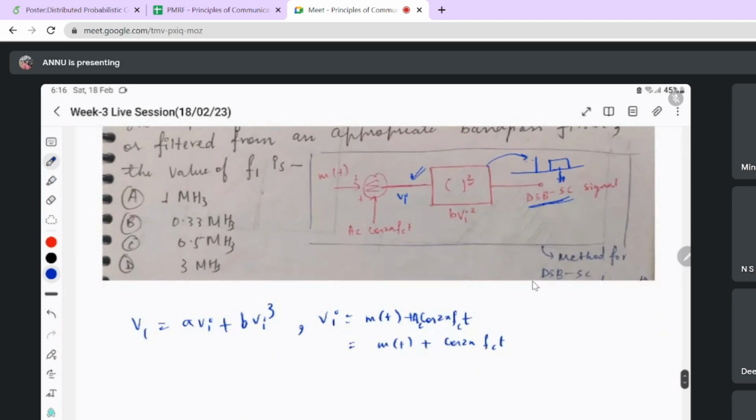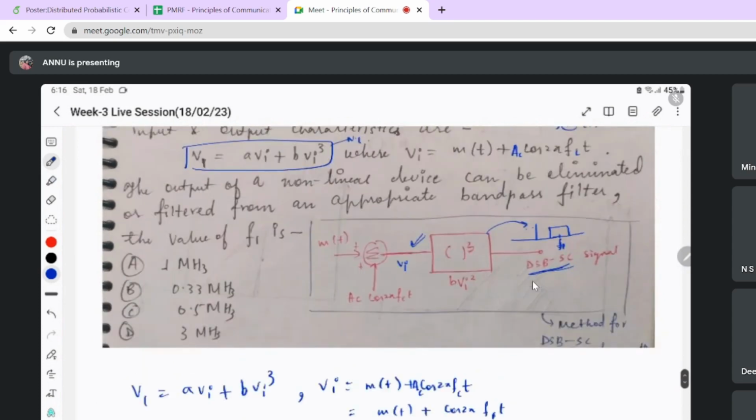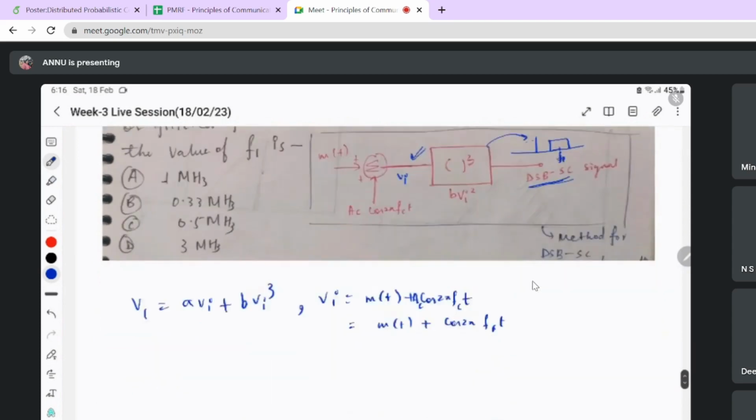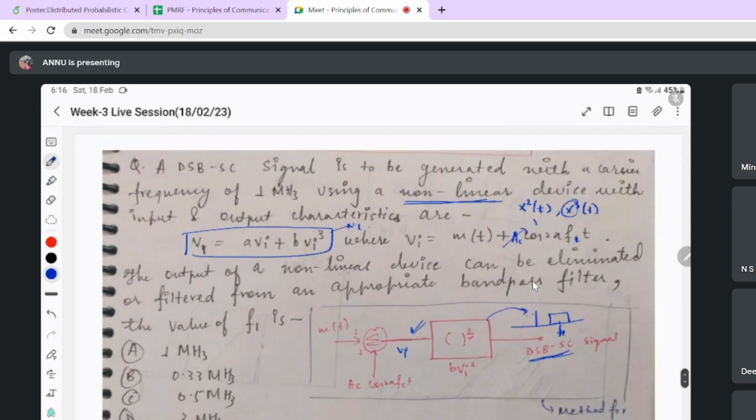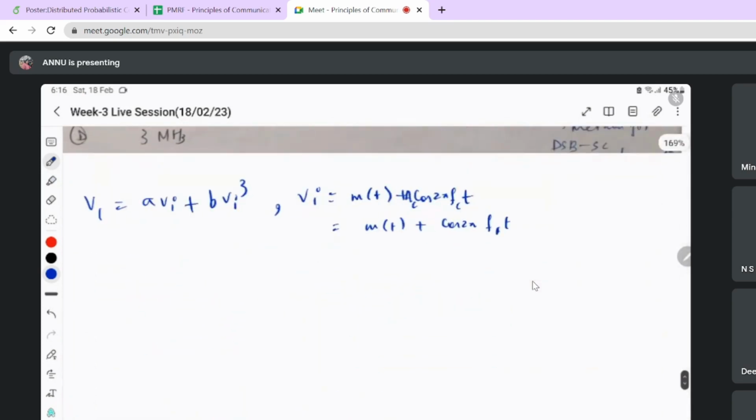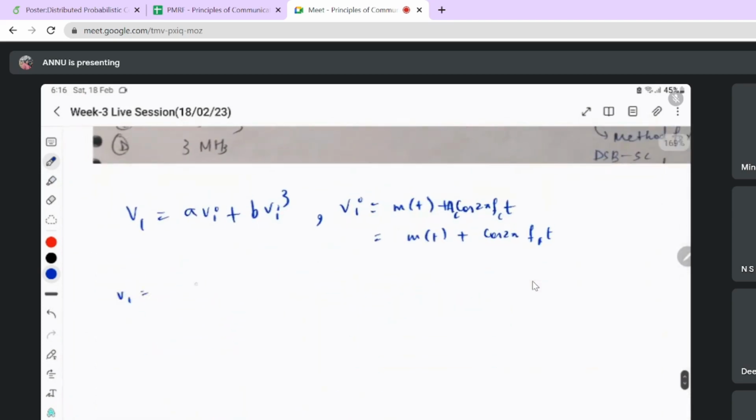Yes, so the question is asked about f1 itself. Ac is 1 here, so we have to follow the question itself. Just put it here. V0 = a[m(t) + cos 2 pi f1t] + b[m(t) + cos 2 pi f1t] cubed.